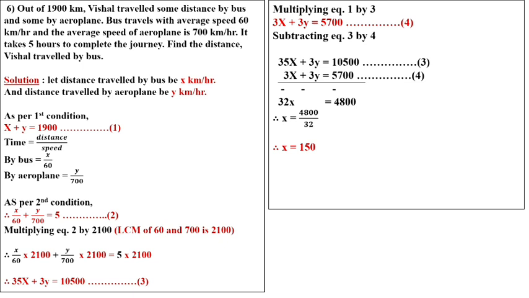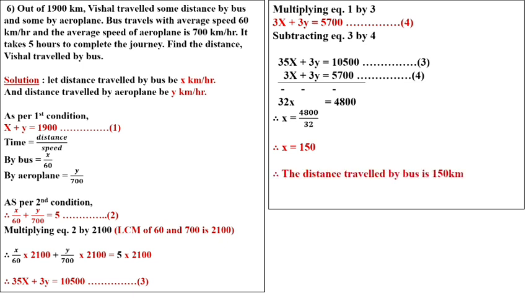So here 16 2s are 32, 16 3s are 48. So we get x equal to 150.